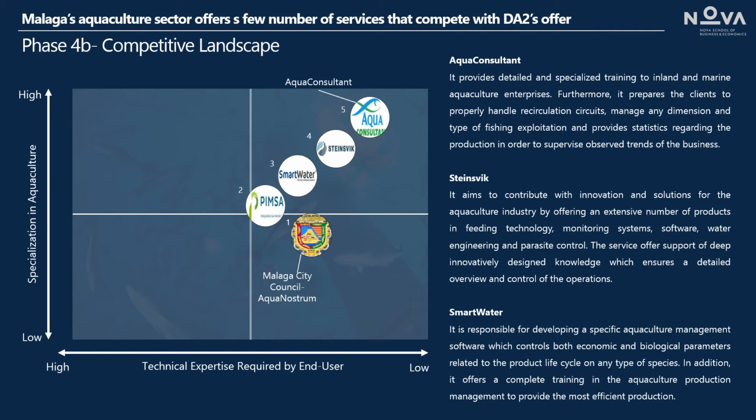The third and last one is Smart Water. It is responsible for developing a specific aquaculture management software which controls both economic and biological parameters related to the product life cycle of any type of species. In addition, it offers a complete training in aquaculture production management to provide the most efficient production.